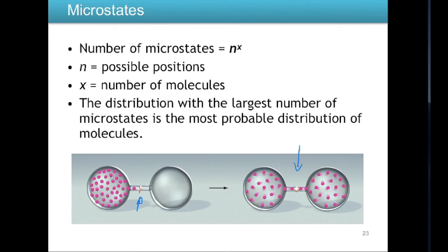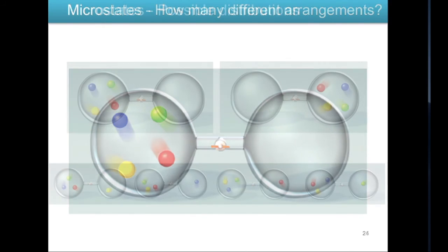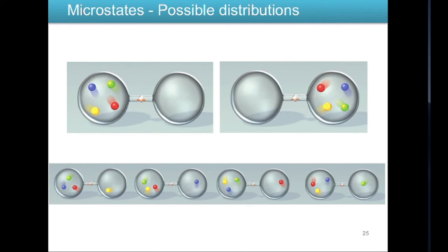So let's just demonstrate this using a smaller number of molecules or particles so you can see how this works. So let's just start with this particular situation where we have 4 particles, each different color, so we can see where they go. Now what's going to happen when we open up the valve? Well, a number of things can happen. They can stay in the left-hand side, they can go to the right-hand side. Okay, so there are 2 possible microstates where the molecules are on either side of that vessel.